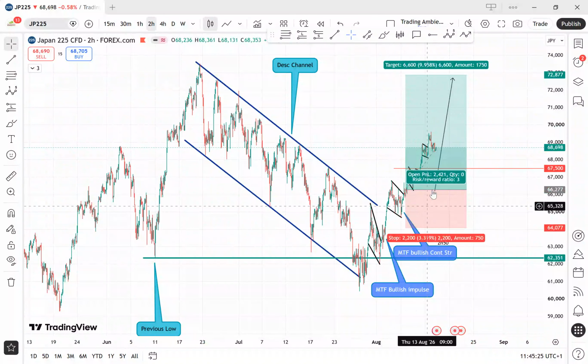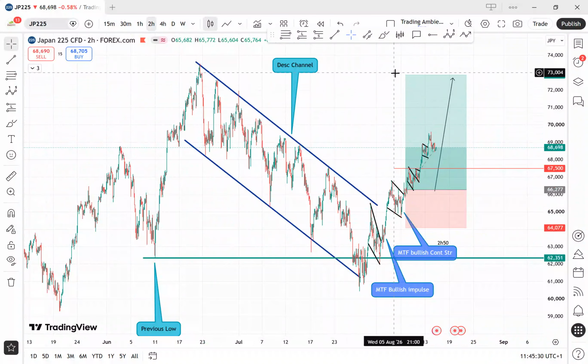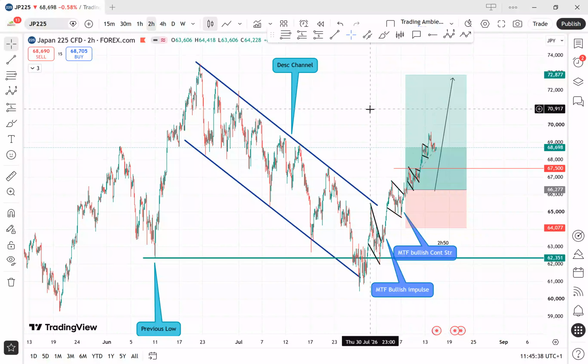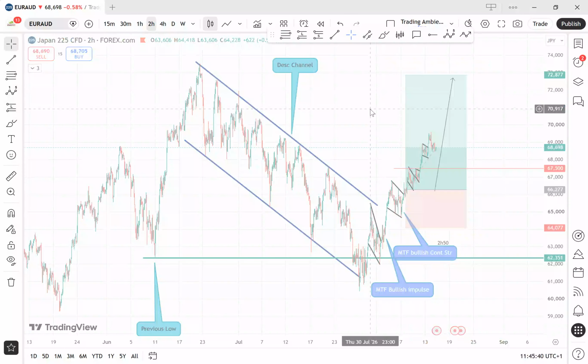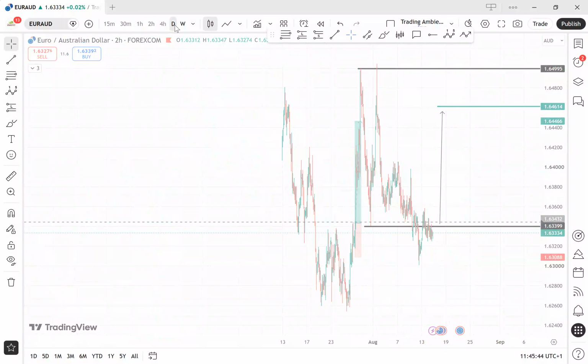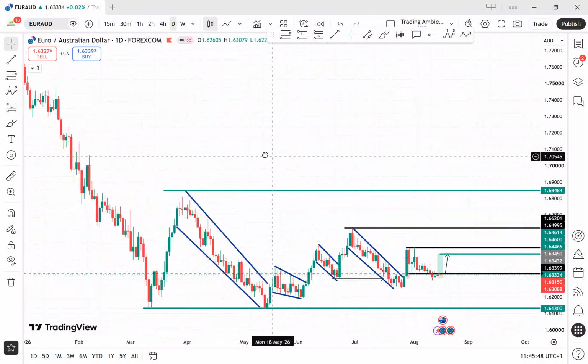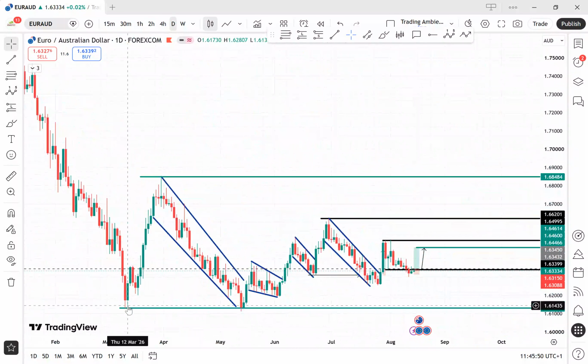So right here we are looking forward to see the price push up to this high as our profit target on JP225. So moving on to see what we are looking forward to next week. We have Euro AUD. On the daily time frame, on the higher time frame for Euro AUD, we have a range here, this low and this high.